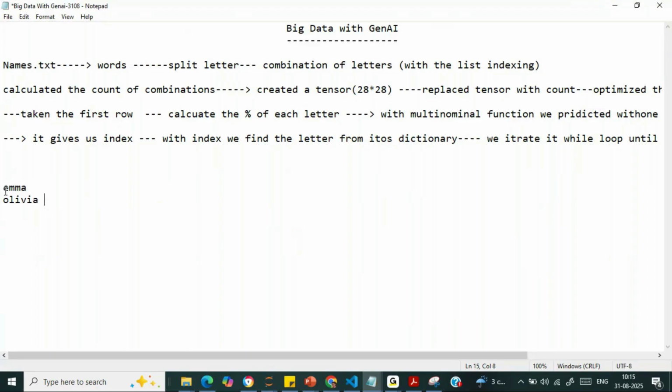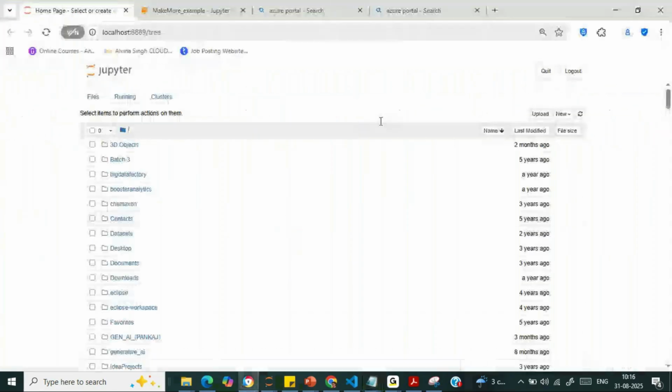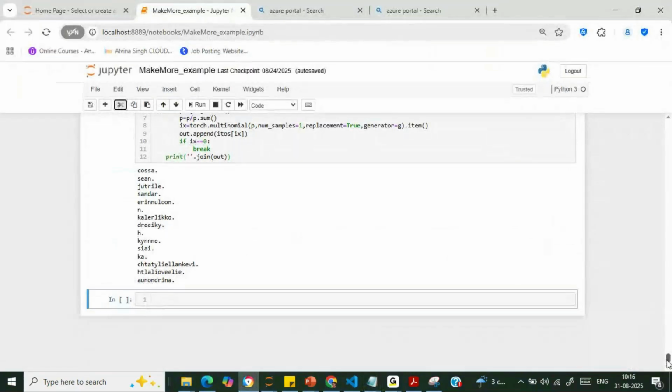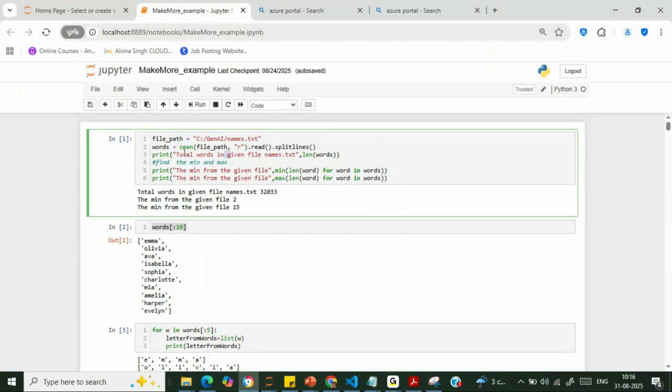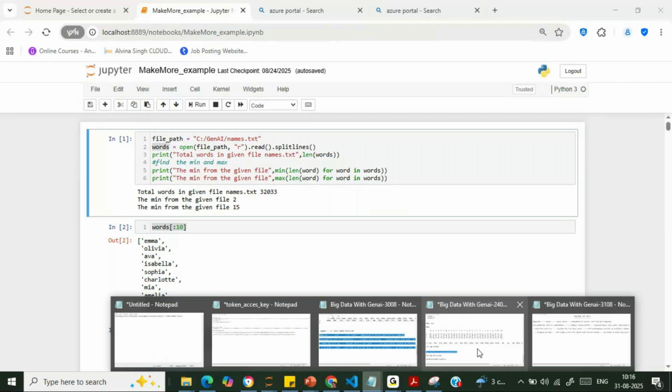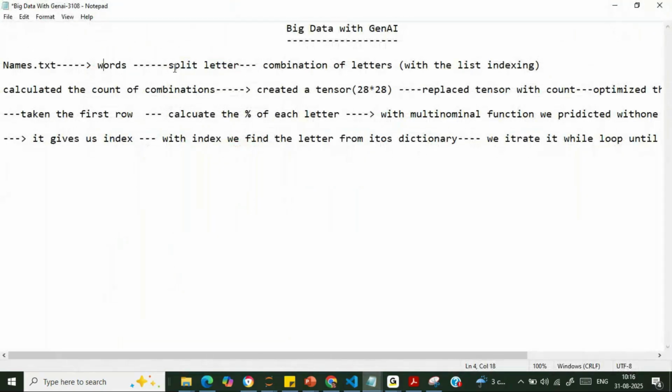This is a text file, and these particular names are separated by the new line character. So we have split this file and converted it into words. So split lines and then we got the words. Then words are further split into letters, and based upon the letters we found the combinations.